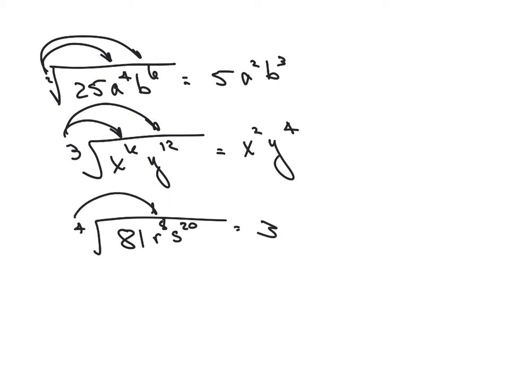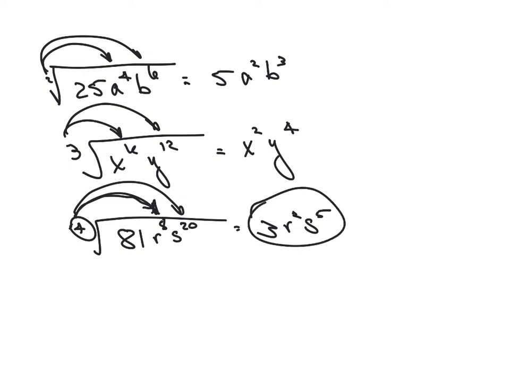4 goes into 8 twice. 4 goes into 20 5 times. And that's it. Not too terribly hard when you're talking about variables under the radical sign. You just take the index and see how many times it goes into the exponent, and that ends up being what you've got. And the radical sign disappears.